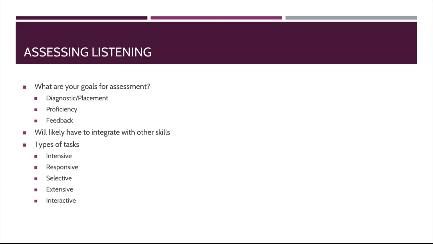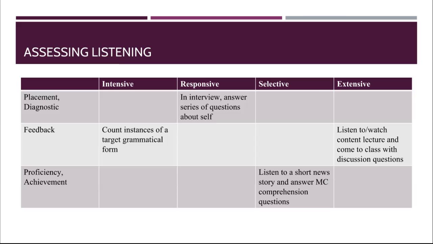And you want to think about the different types of tasks that the learners will be engaged in. So here's an incomplete chart here. I would want you to look at the examples here and then think about what examples could go in the blanks. So if we think about a placement test, looking for responsive listening skills, that might take the form of an interview where learners would have to answer questions about themselves and in the process listen to and understand those questions effectively. For a feedback type of assessment that is using an extensive task, an example would be to listen to or watch a lecture and come to class with discussion questions for it, so that they need to understand the big picture of that lecture and be able to respond to it and discuss it effectively.